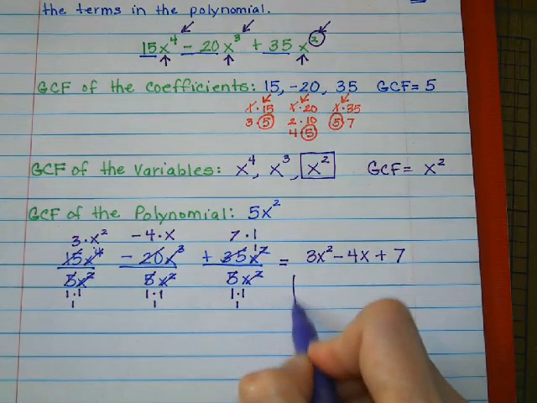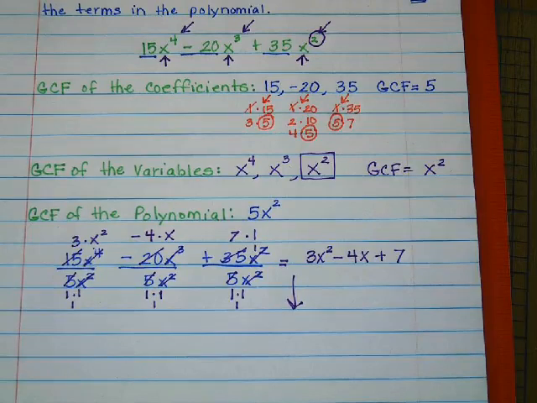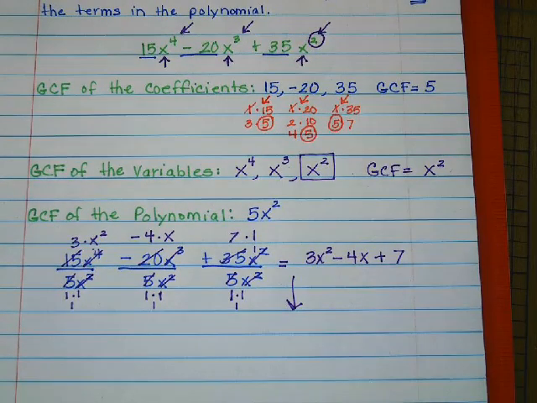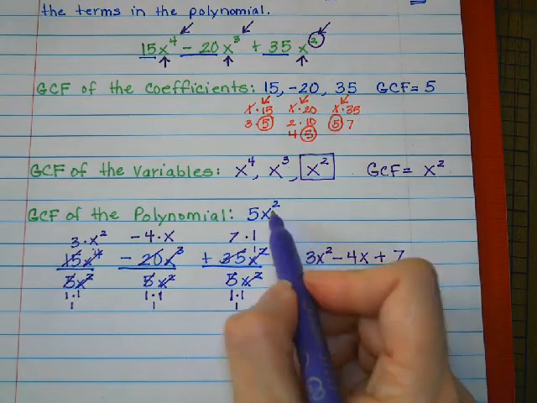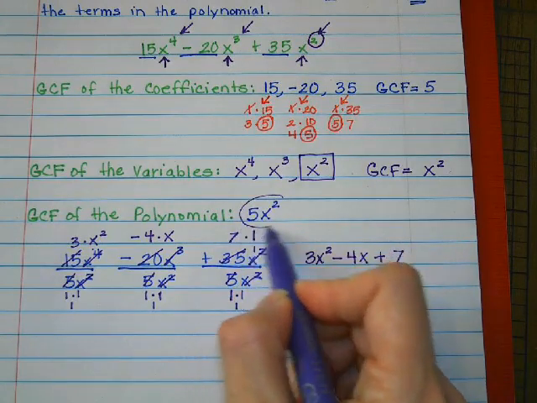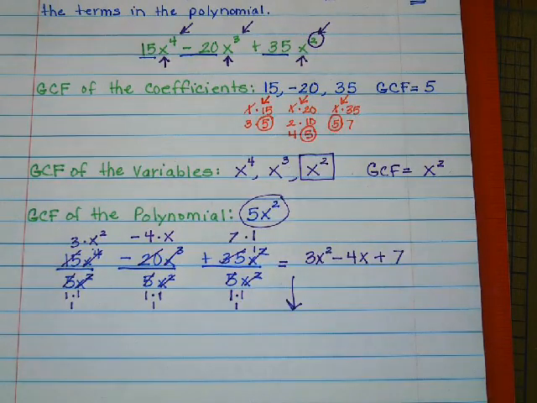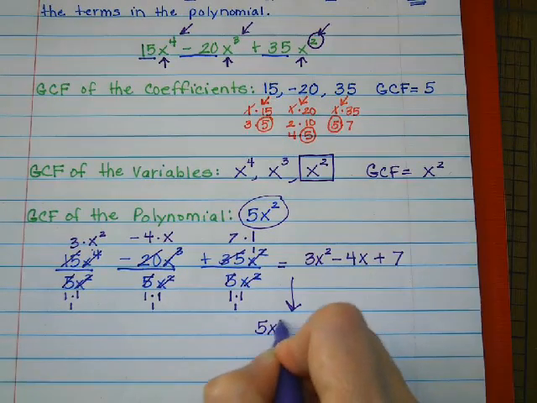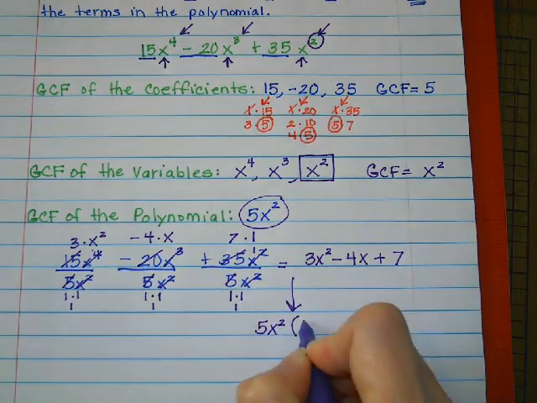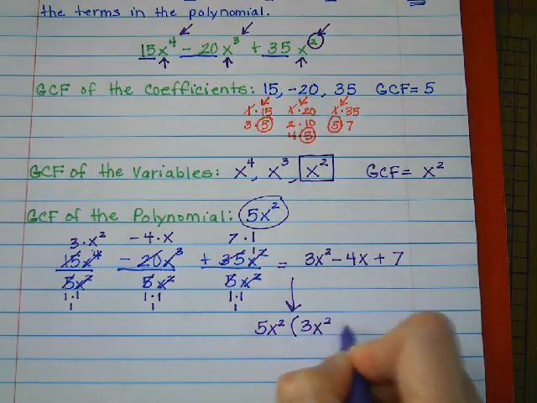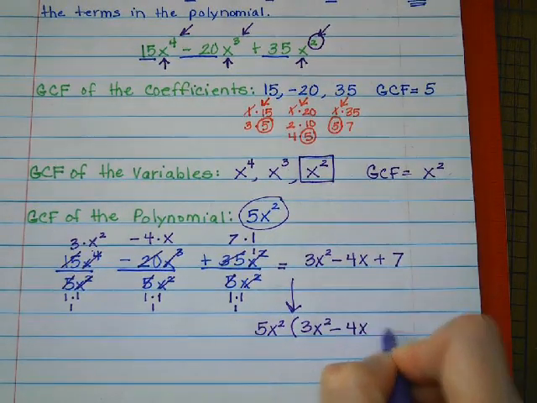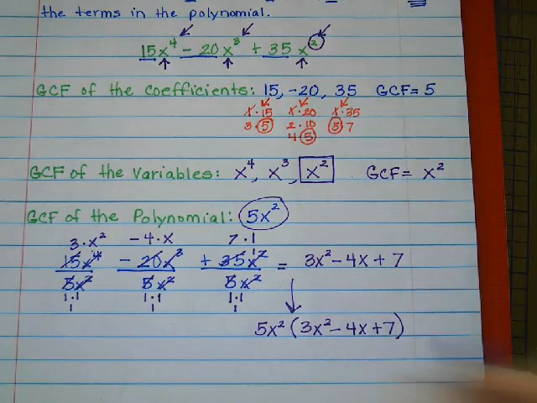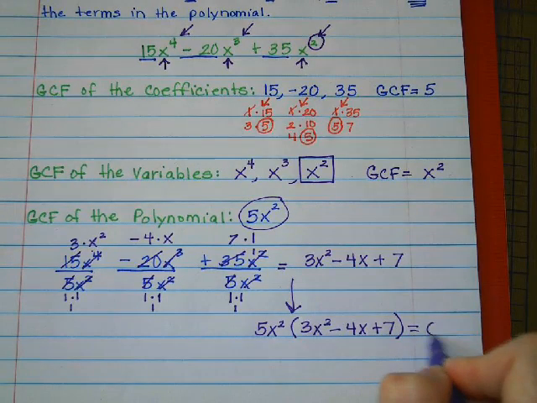So now we have to write our answers, our two factors, just like our previous lesson. We cannot take our greatest common factor here and throw him out with the bathwater. He is still a part of our answer. So we have to show that we divided by 5x squared, and then we ended up with 3x squared minus 4x plus 7. We will now take this value and equal it to 0.